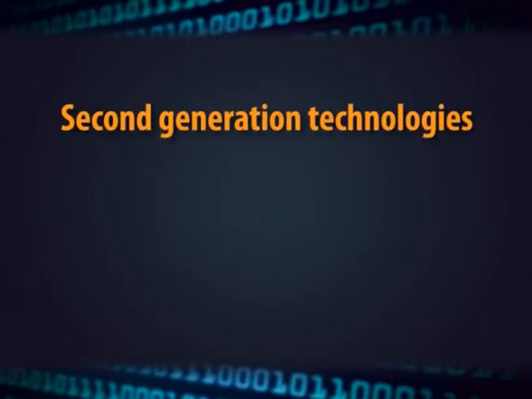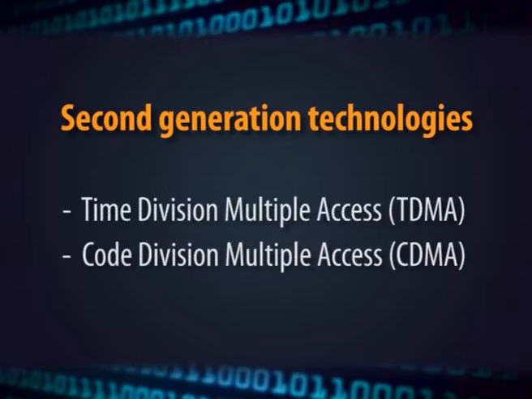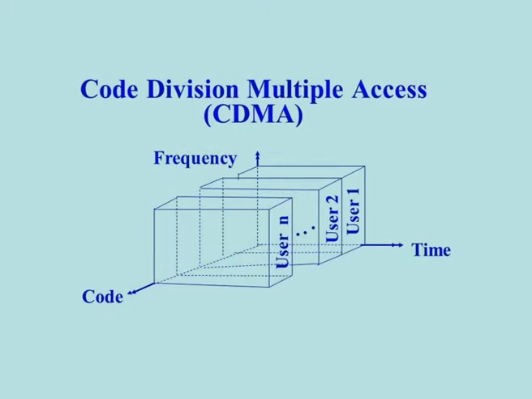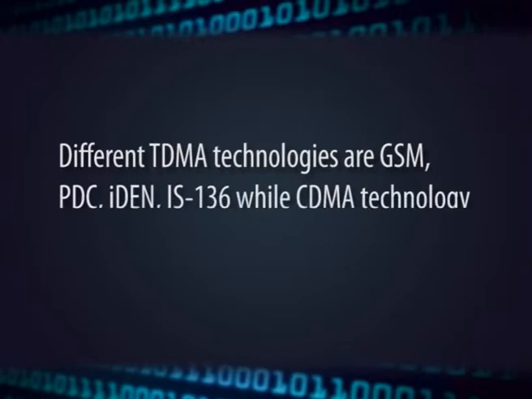Second generation technologies are either time division multiple access, TDMA, or code division multiple access, CDMA. TDMA allows for the division of signal into time slots, whereas CDMA allocates each user a special code to communicate over a multiplex physical channel. Different TDMA technologies are GSM, PDC, iDEN, IS-136, while CDMA technology is IS-95.